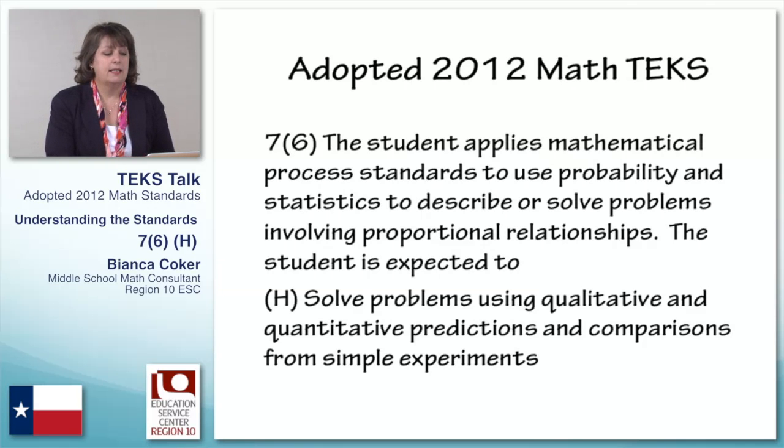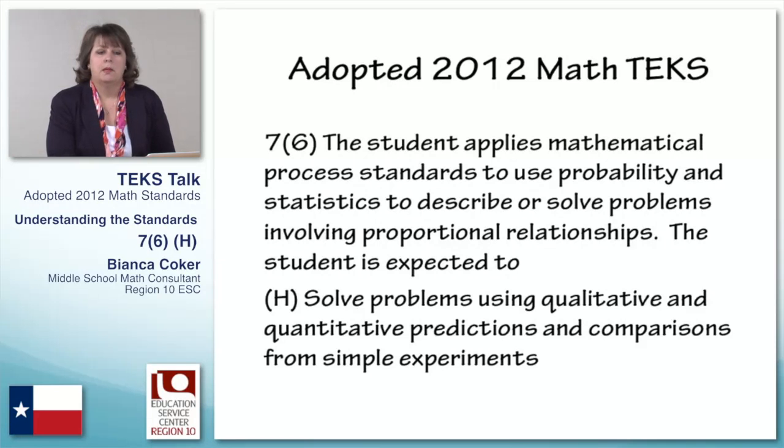This standard states that students apply mathematical process standards to use probability and statistics to describe or solve problems involving proportional relationships. The student is expected to solve problems using qualitative and quantitative predictions and comparisons from simple experiments.